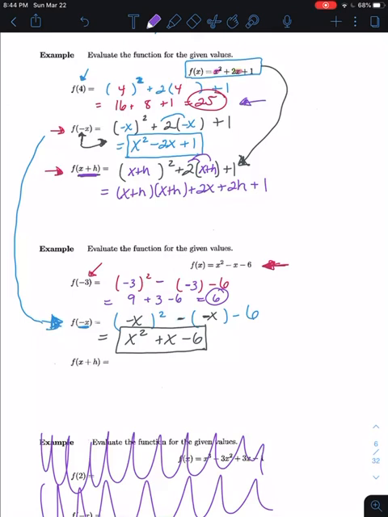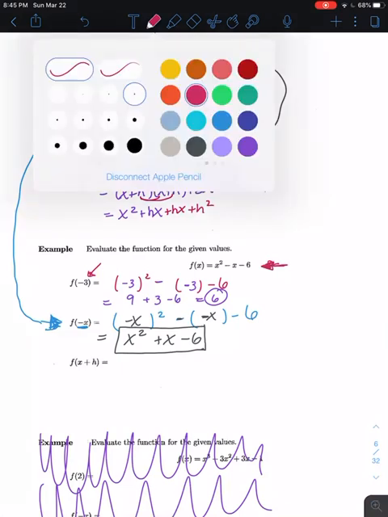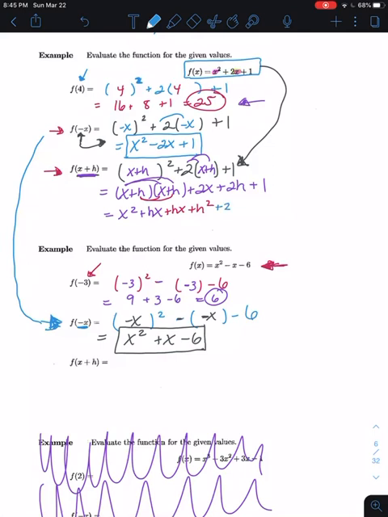Here, I'm going to use the FOIL method. X times x is x squared. And then x times h. Whenever you're multiplying variables, it's best to put them in alphabetical order. So when I do x times h, I'm going to write plus hx. Then I'm going to come back and multiply everything in the second parentheses times h. H times x, again, put them in alphabetical order, plus hx. And then h times h is h squared. And then you still have the stuff here beside it, which is plus 2x plus 2h plus 1.